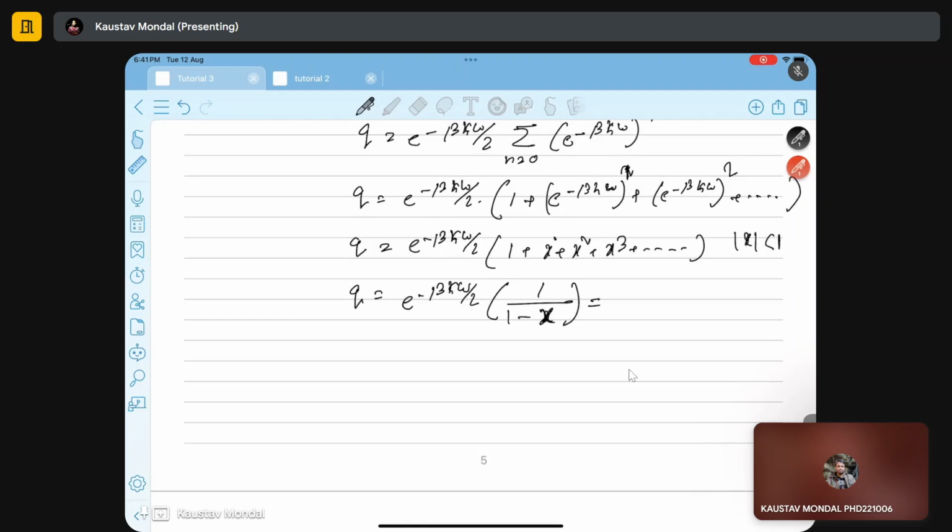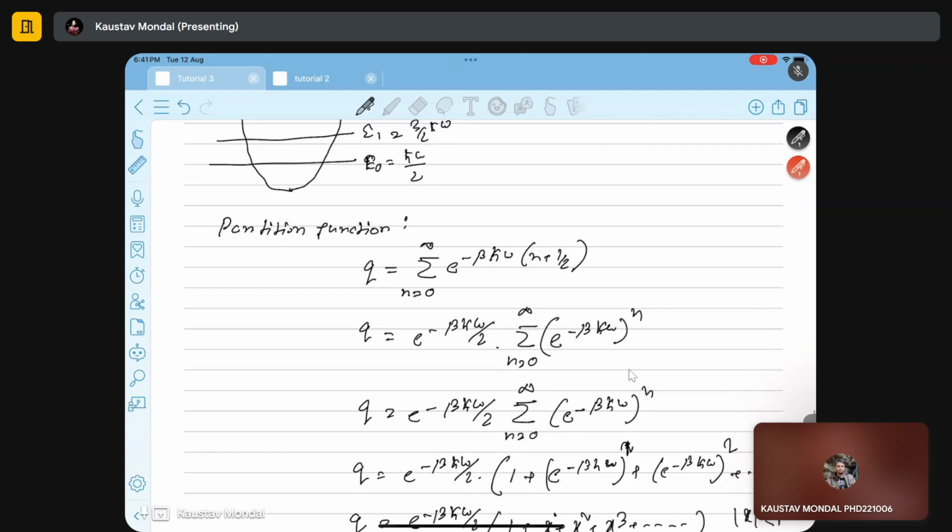So now you can write this whole partition function in a closed format. This is the beauty of this problem. You can write the whole partition function expression in a closed format. So this is the expression of the partition function.